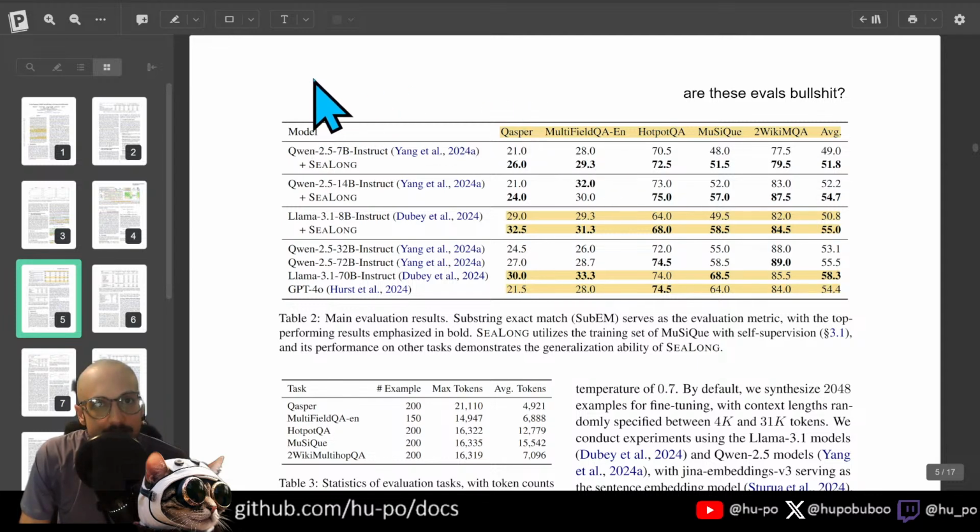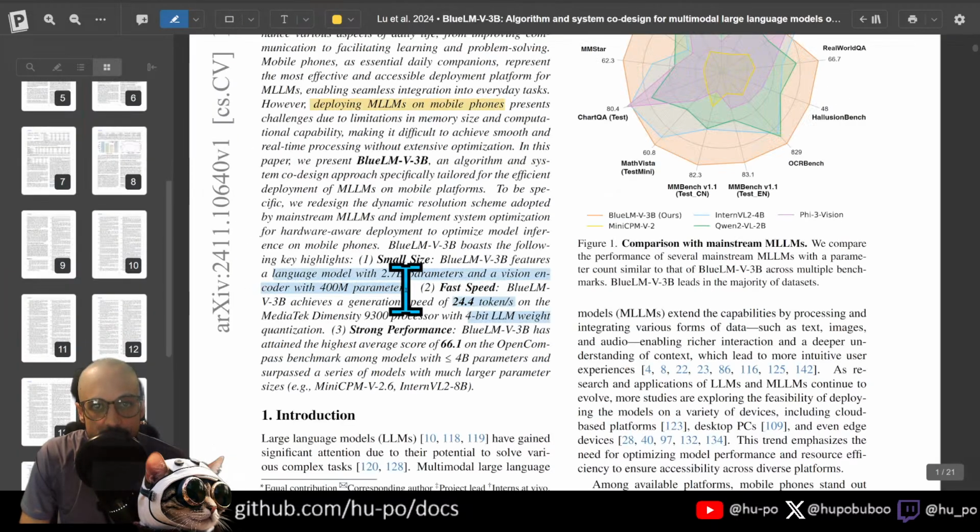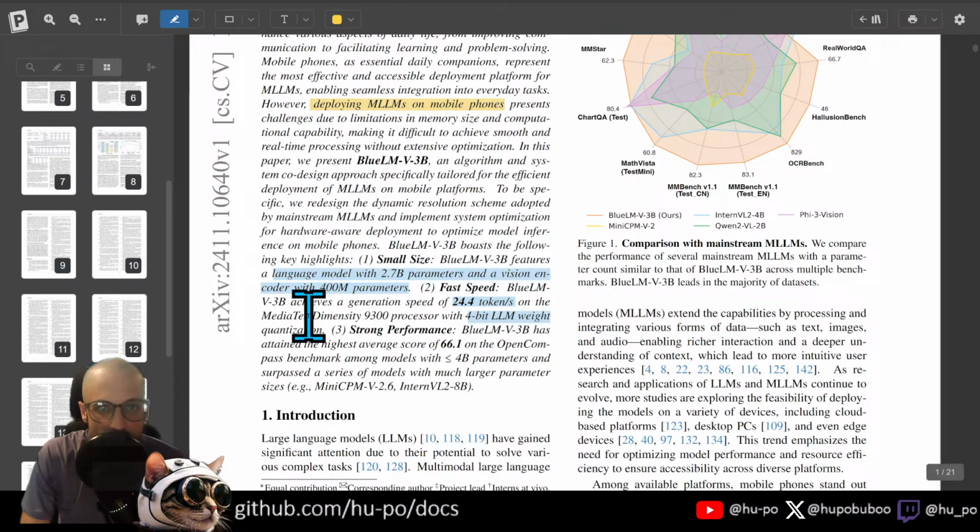Anyone know any model that is light enough to prompt locally? Yeah, I mean, this one, Blue LM V3B. I don't think this is a particularly good model, but there's plenty of these little tiny models. I think Llama 1B, right? You could probably run that on the CPU on something like a Raspberry Pi.